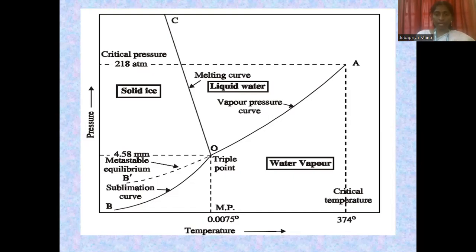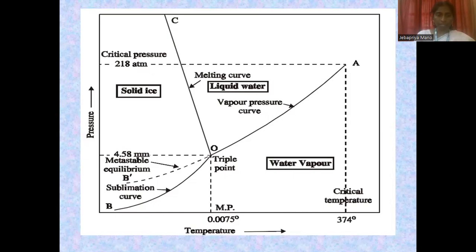Similarly, along the curve OA, I call this curve the vaporization curve or vapor pressure curve because along this curve, liquid water as well as vapor are in equilibrium. So this is the vapor pressure curve. Similarly, you have another curve called OB. This is called the sublimation curve because solid is getting converted to vapor. So this is the sublimation curve.